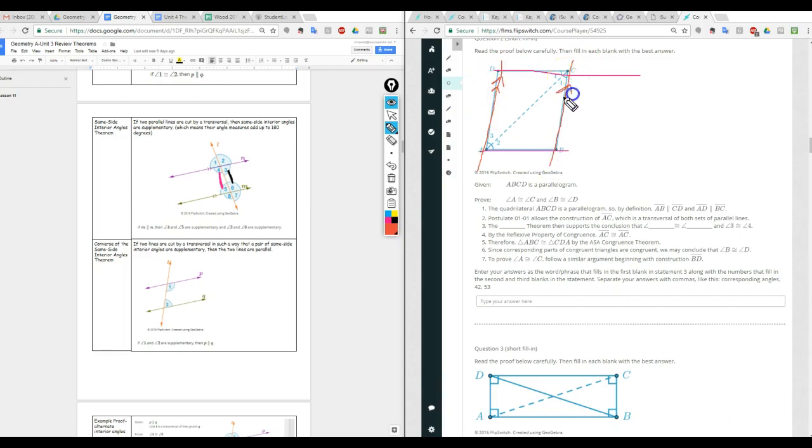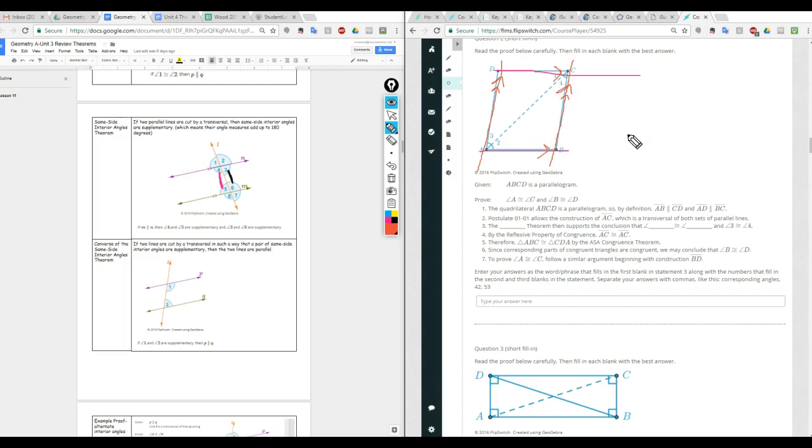So in diagrams, you'll see chevron markings, and that's how you indicate which sides are parallel to what. So these two sides have 2 chevron markings. That means they're parallel to each other. And these 2 sides that have 1 chevron marking means it's parallel to those ones.